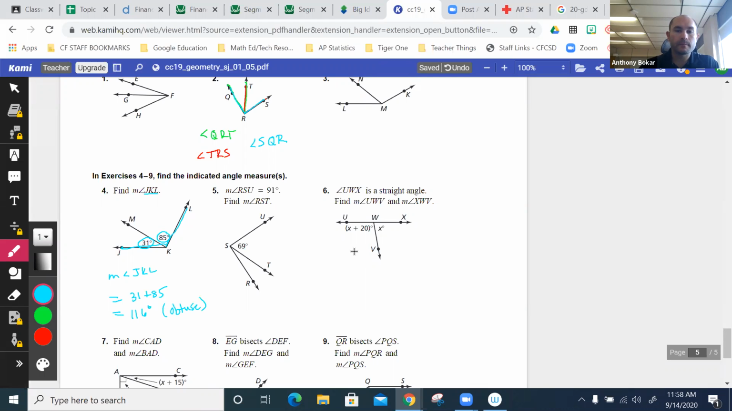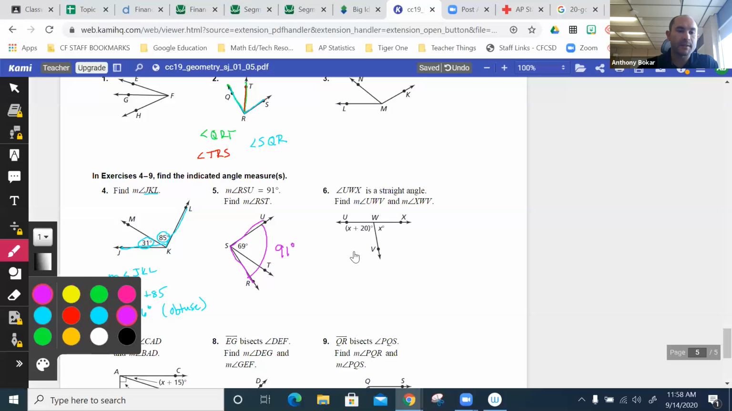Let's see, find the measure of angle RSU. So where is RSU in our picture? RSU, okay, this whole angle, this big one from here to here, is 91 degrees. Find the measure of angle RST. So RST is this little one right here. We know that this other angle is 69 degrees. That's angle TSU. Well, if this whole thing is 91 and this little piece is 69, then that is the remaining part of the 91.